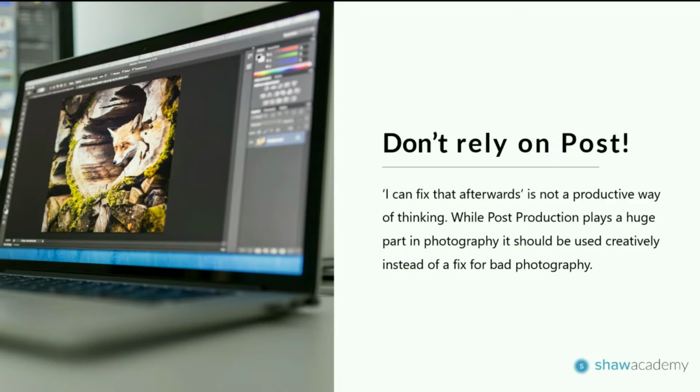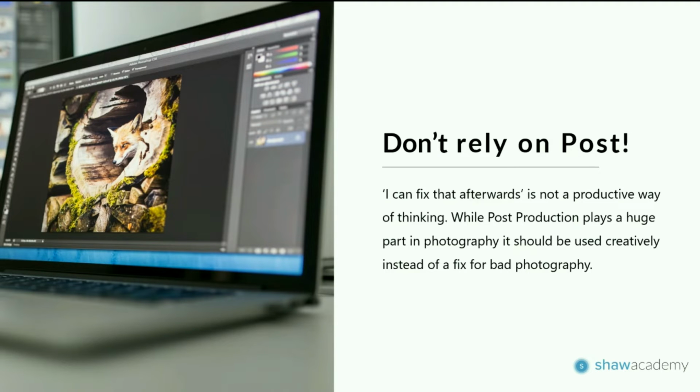You're going to have situations where you might lose all the details in the highlights, or all the details in the dark parts, and if you don't know how to correct it in camera, you may not always be able to get it back in post-production. So it's not good to have that way of thinking. We should always be striving to get as close as possible to perfection within the camera, and then use post-production as a way of bringing our photographs to another level creatively.